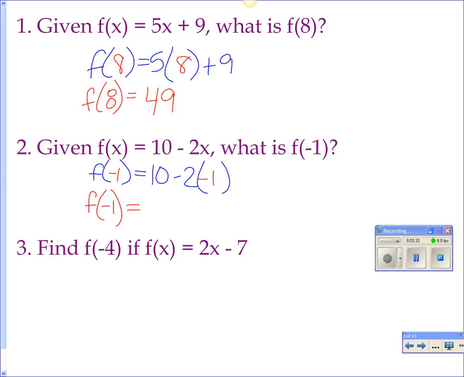Anybody's calculator not working? Okay, so 12 is our answer. Good. Okay, number 3. Find f of negative 4 if f of x equals 2x minus 7.